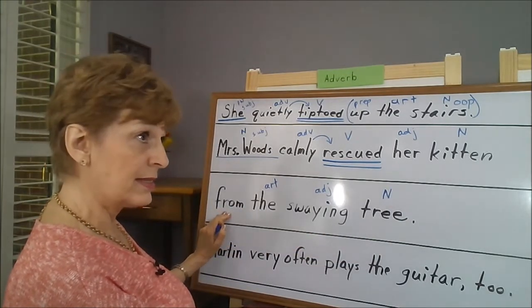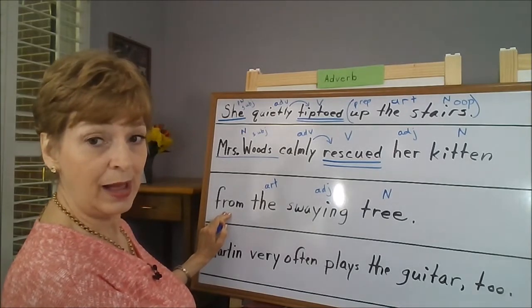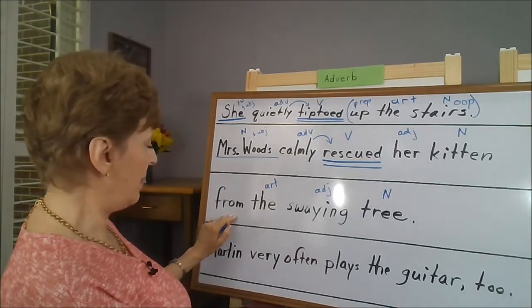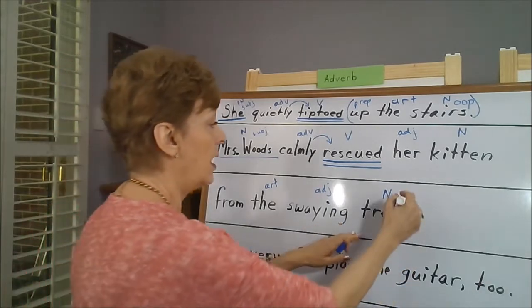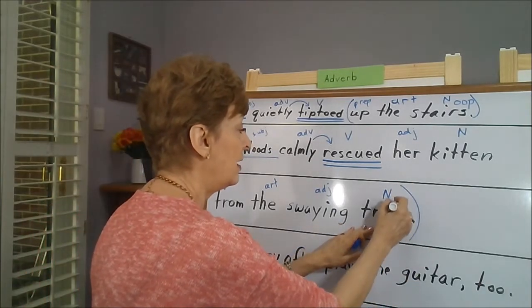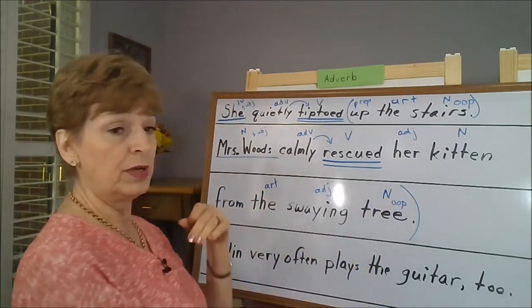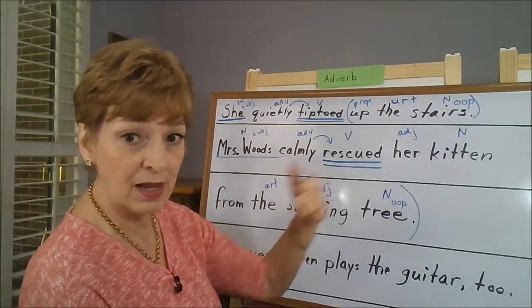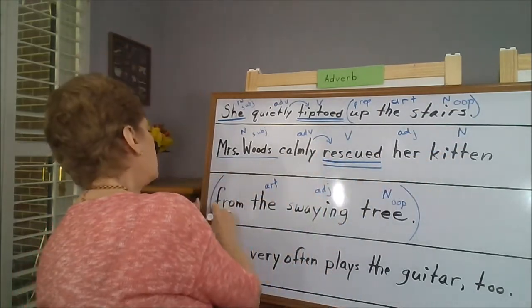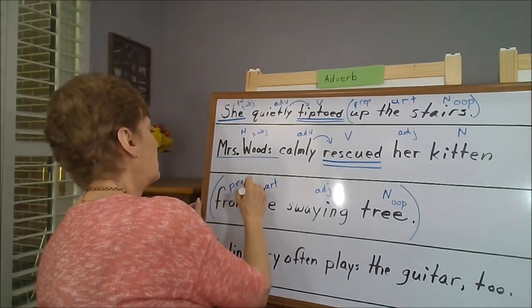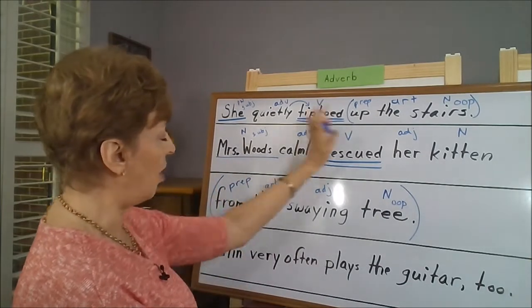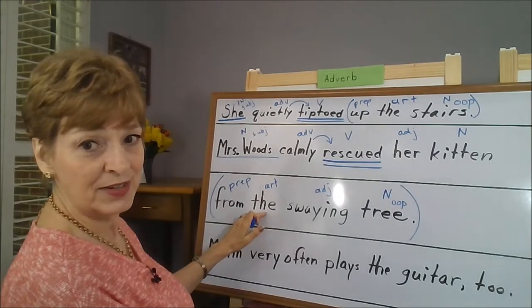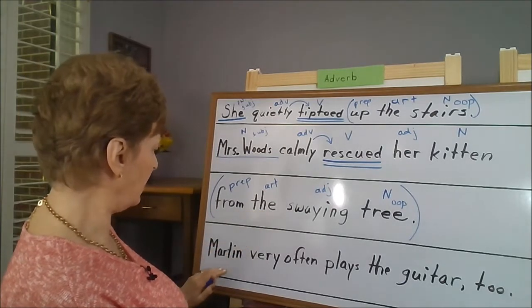And I'm always thinking when I have leftovers, perhaps it's a preposition. Makes sense because here's our noun at the very end, and you can go from here to there. From is a position, so this would be a preposition. And all of the words are identified in this sentence.